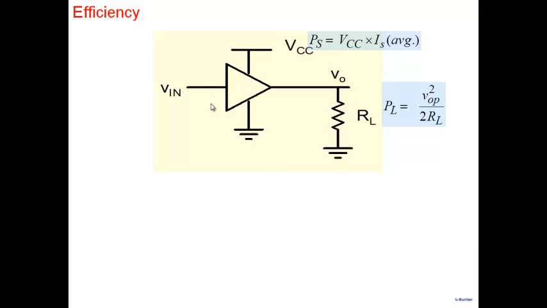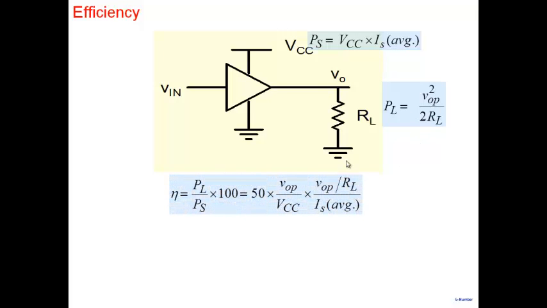So coming back to a single power supply, the power taken from the supply is VCC into IS average. Power delivered to the load is VOP square by 2RL. We can take the ratio and calculate what the efficiency is. So efficiency in terms of percentage will be, rearranging all these terms, VOP by VCC, VOP by RL by IS average.